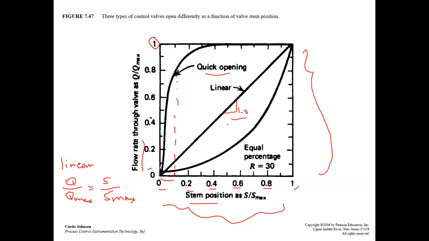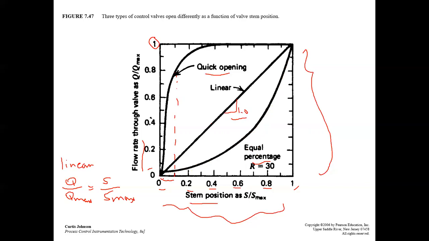Okay, because the slope is 1. This is for linear. Now the third type, which is very important, is the equal percentage. This is a very important type because it is the most commonly used in control applications. We can control the opening very easily in this type, and it has an exponential or logarithmic characteristic.